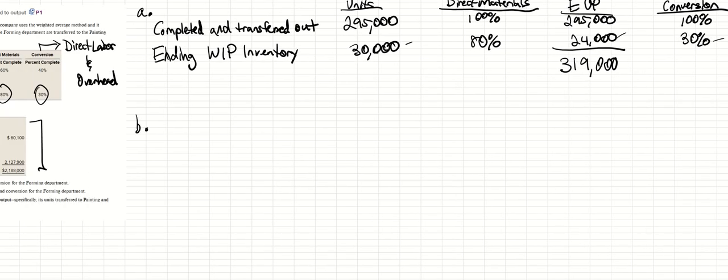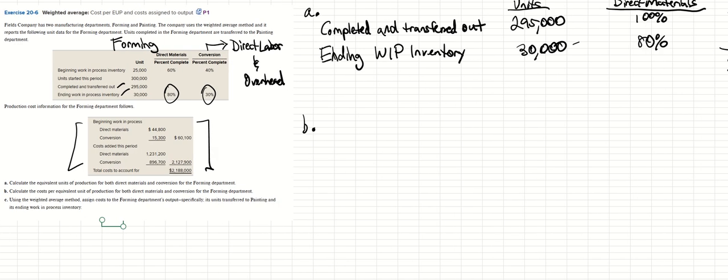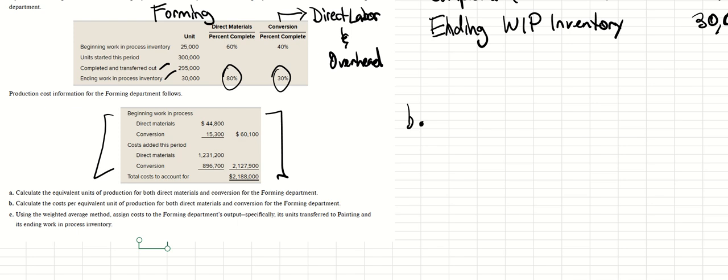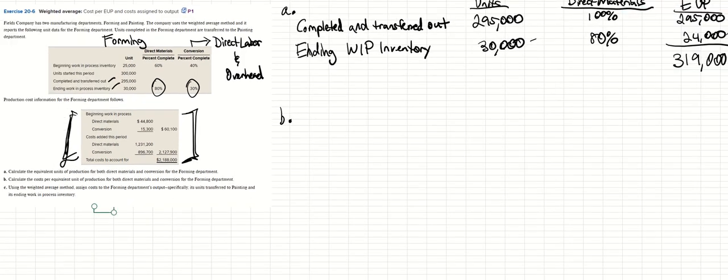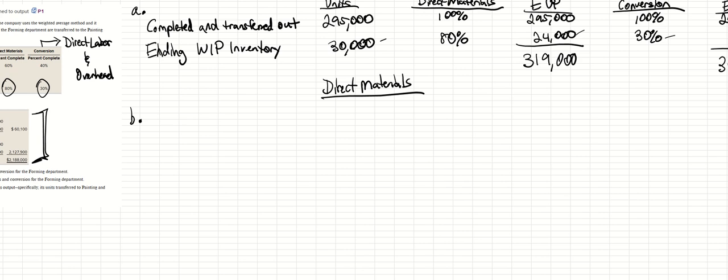Now we go to letter B. Letter B, we have to calculate the cost per equivalent unit of production for both direct materials and conversion for the forming department. So now this is where we drop down to this data that's provided to us. That's the cost of production here. And we need to do some math here, work with the numbers. So I'm going to put over here direct materials, and set up two columns here, direct materials and conversion.